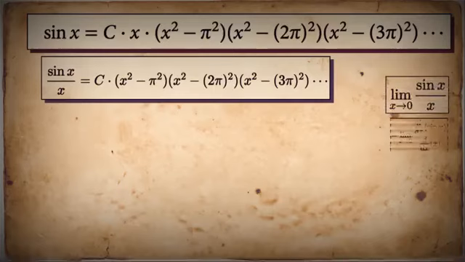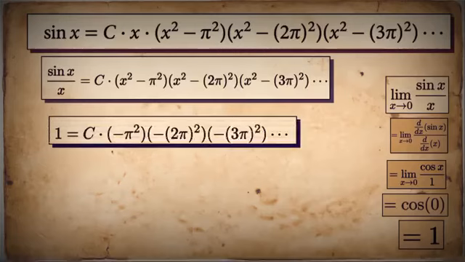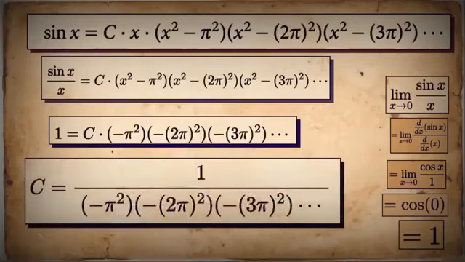To find c, we let x tend to 0. The left side, sine of x divided by x, approaches 1 as x tends to 0, by the standard limit that the ratio of sine x to x equals 1 at 0. On the right side, every factor x squared minus (k pi) squared approaches 0 minus (k pi) squared, which is negative (k pi) squared, as x tends to 0. Solving for c, it equals 1 divided by the product of all those negative squared values.